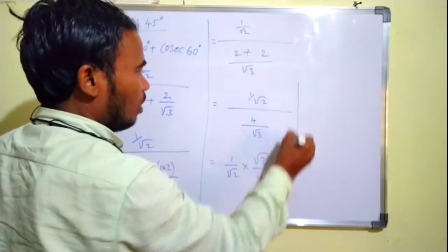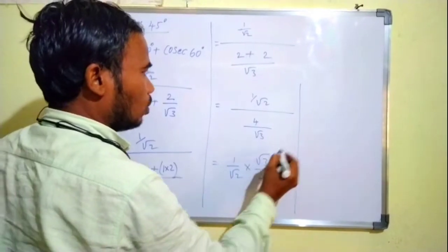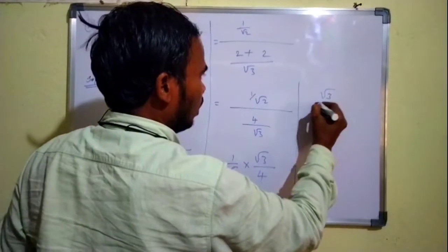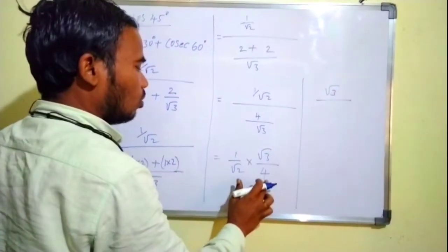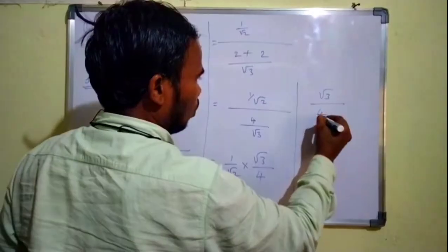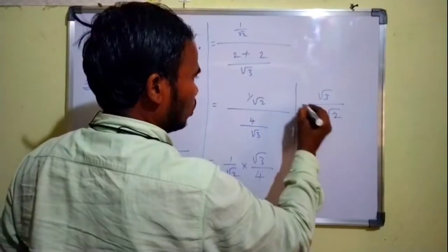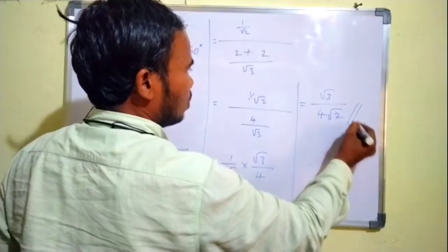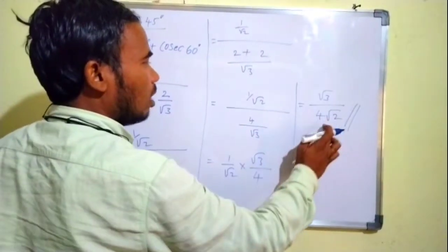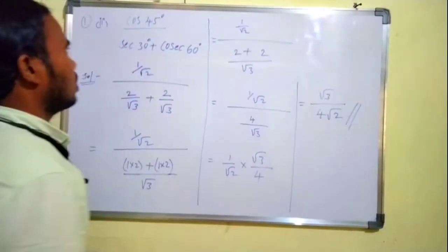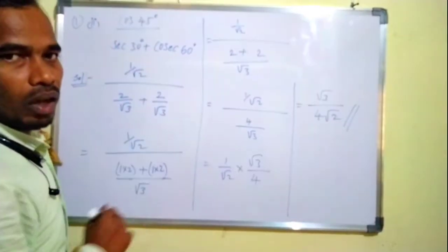So finally what is the answer? 1 into root 3 by root 2 into 4, which is 4 root 2. So the answer is root 3 by 4 root 2. This is the answer. Now we are going to the next problem.